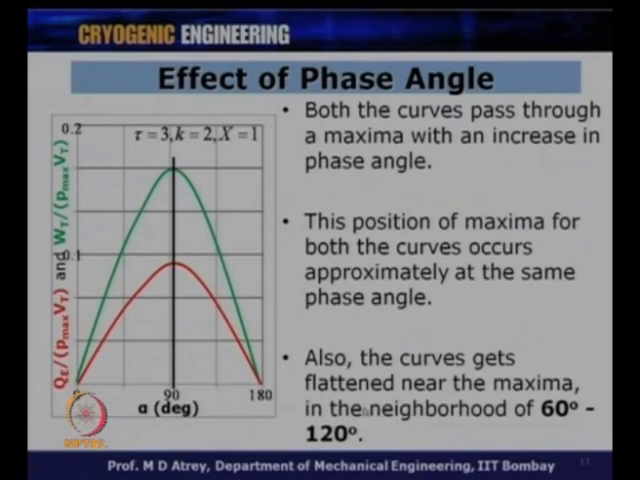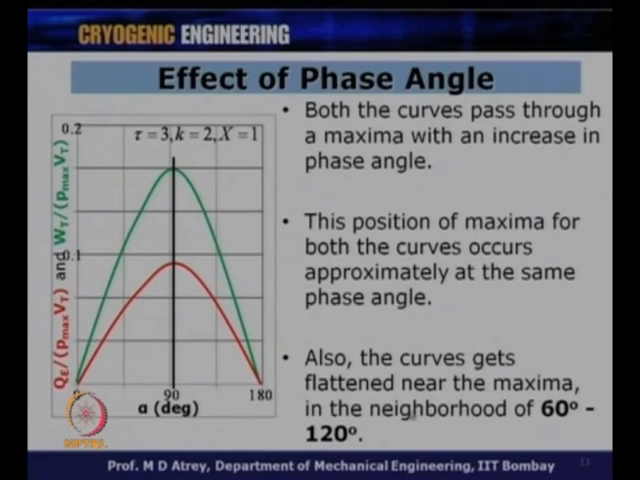Also, you can see that the curve gets flattened near the maximum in the neighborhood of 60 to 120 degrees. That means if I have alpha from 60 to 120, the change between this maximum and this value is not that drastic. That means I can have an alpha ranging from 60 to 120 if I have to sacrifice alpha for some mechanical limitation. If I can't have alpha equal to 90 to touch this peak, I can as well have alpha between 60 and 120, where I don't sacrifice so much on Qmax and Wmax.